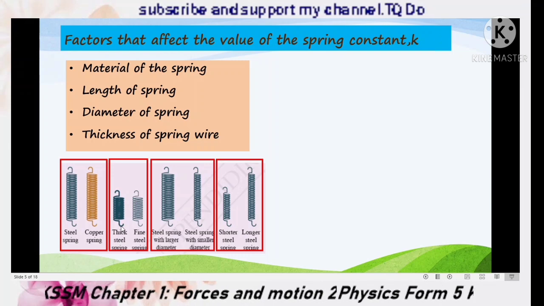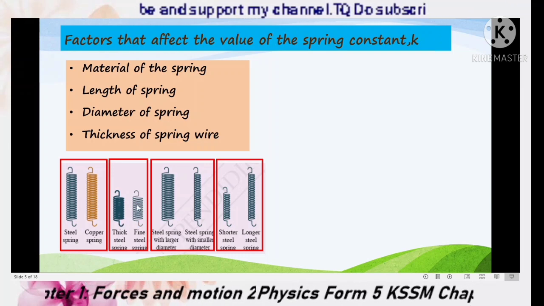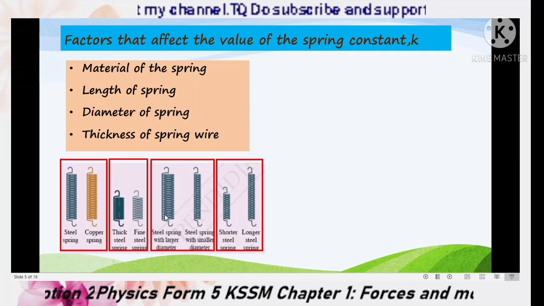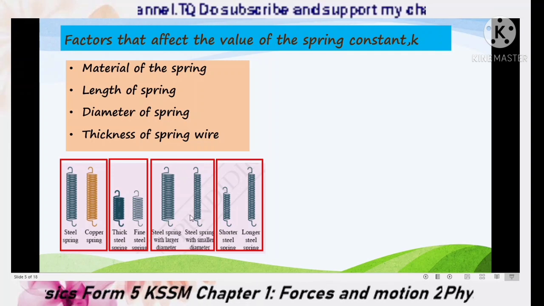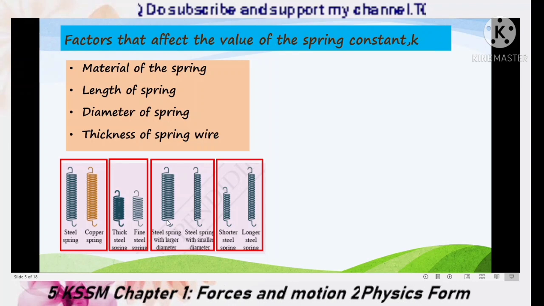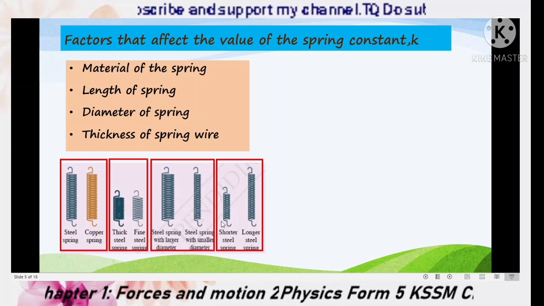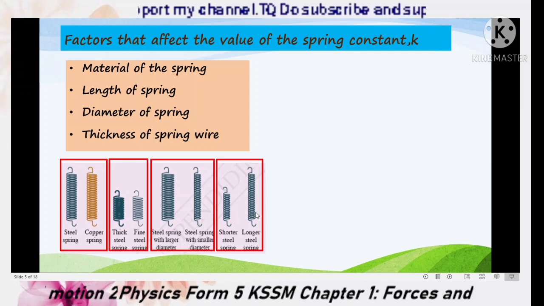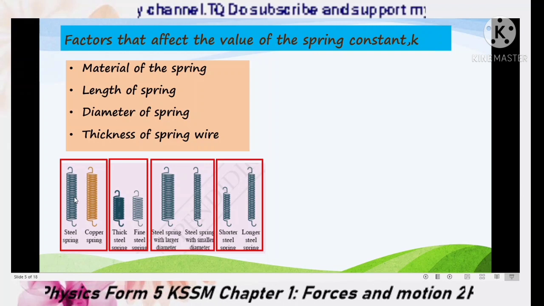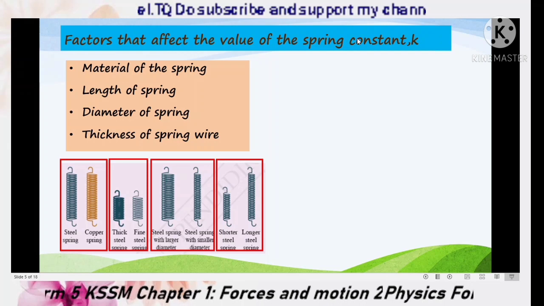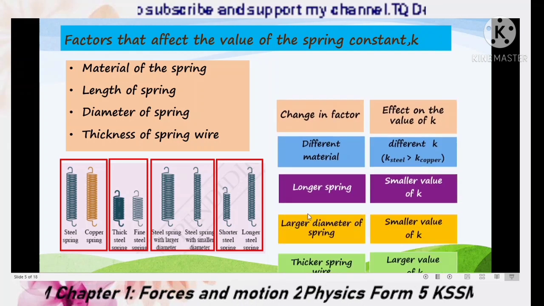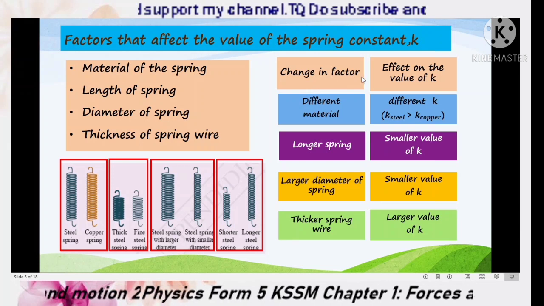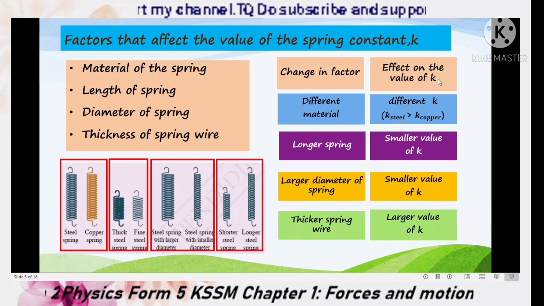This one uses a thicker wire compared to this one. Same diameter of spring. Okay. And this one uses a different diameter of spring. And this one uses a shorter and a longer spring, meaning a difference in length of the spring. Okay. So how do these factors affect the value of k? Now we want to discuss one by one the change in the factor and its effect on the value of k.